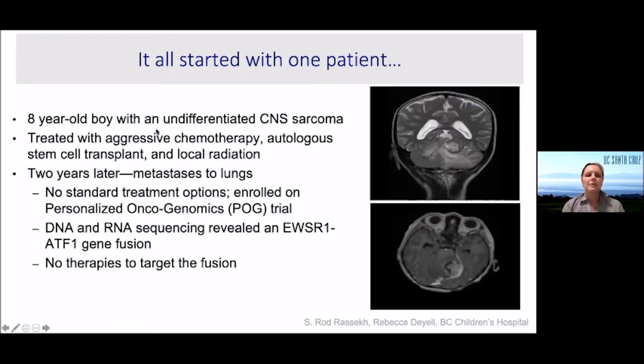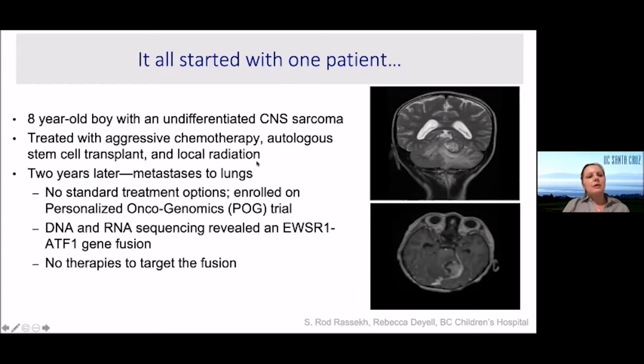So this was a patient with undifferentiated sarcoma, treated very aggressively as these sarcomas would be treated. Then 2 years later, the patient relapsed with metastases to his lungs. So then there were no standard treatment options available at that point, and the patient enrolled on a clinical genomics trial, which characterized his tumor DNA and RNA through sequencing and revealed this gene fusion, EWSR1-ATF1, that's common in sarcomas. However, as a result of this, there were no therapies identified for this patient. And so, back to square one, what do we treat this patient with?